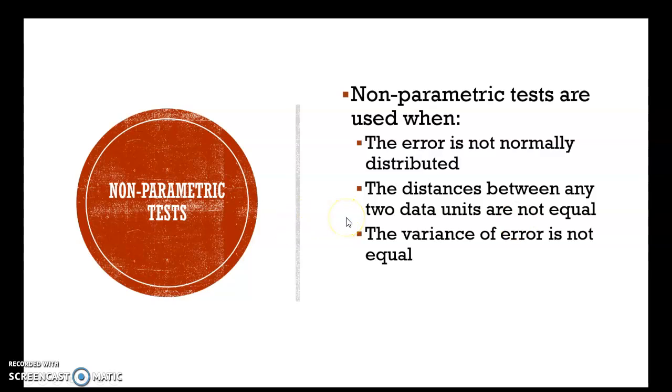So far, all the tests we have talked about are parametric tests. Non-parametric tests can be used when the errors are not normally distributed, since parametric tests assume that all the errors are normally distributed. So what if those errors are not distributed normally? Then we can use non-parametric testing. The distances between data points are also not evenly distributed.